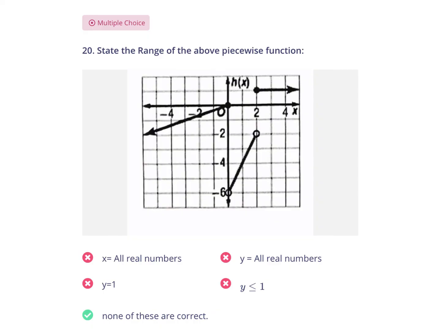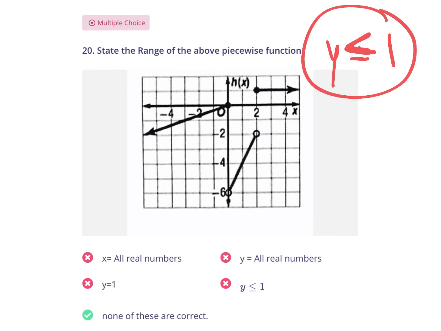It doesn't matter. All right, so state the range. This is a good one. A lot of people automatically think, okay, range is up and down, and they see that the highest value of this entire graph is at the y value of 1. So they say, oh, the whole thing is below it, so I'm just going to say y is less than or equal to 1, which would be wrong. Okay, it's not y is less than or equal to 1. That is wrong, okay? Why is it wrong?